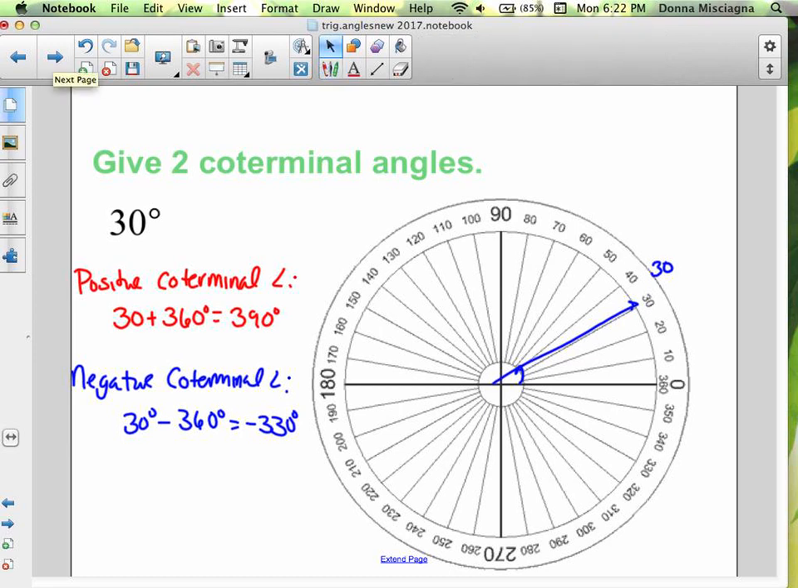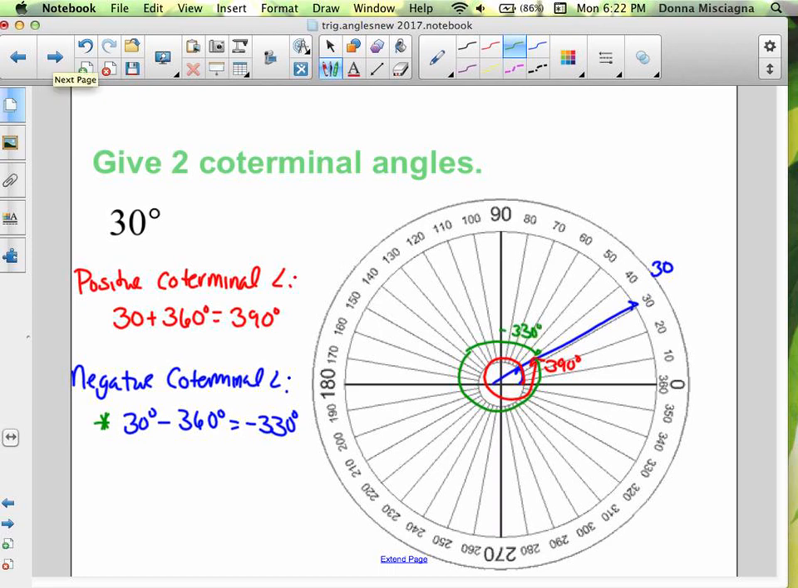I'm going to try to color code them, but the angle up there is already in blue. The red angle is the positive angle. It goes all the way around the circle and ends in the same location. That red one is 390 degrees. The negative coterminal angle I'll make in green. He goes the negative direction, the other way, clockwise, and ends there. That one is negative 330 degrees.